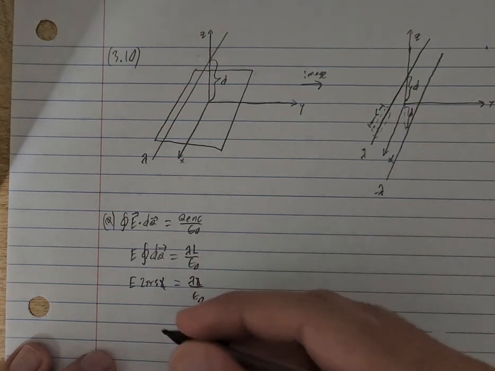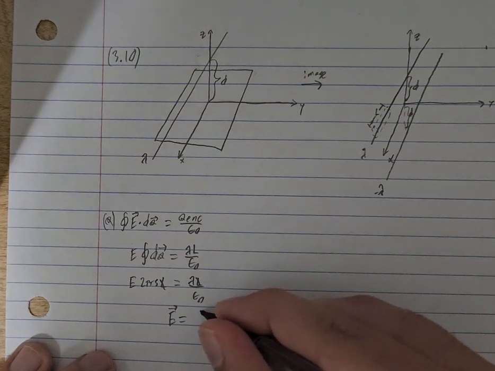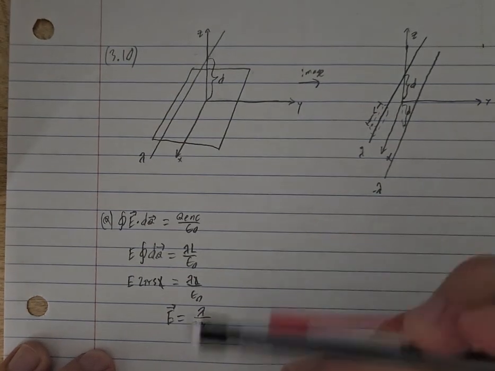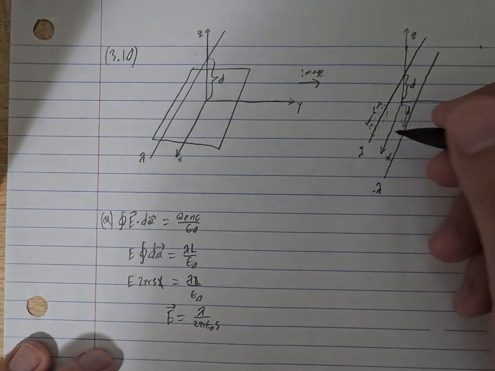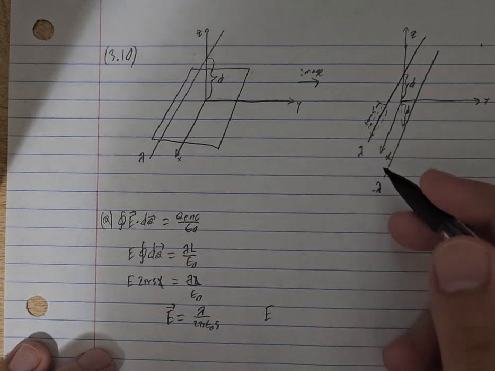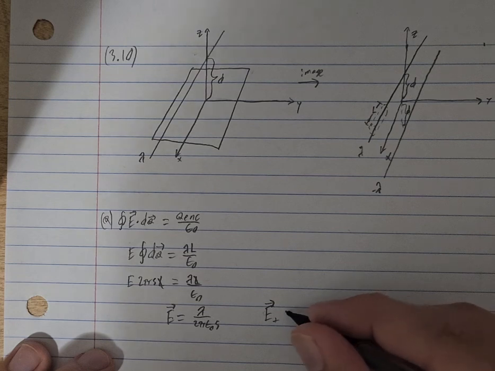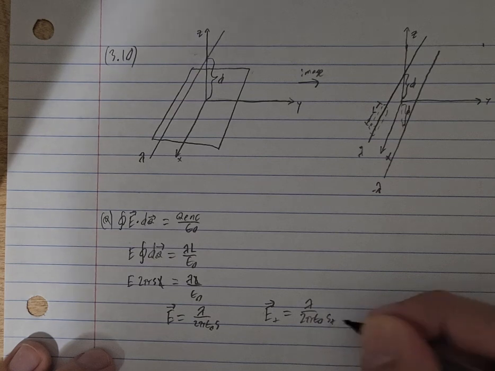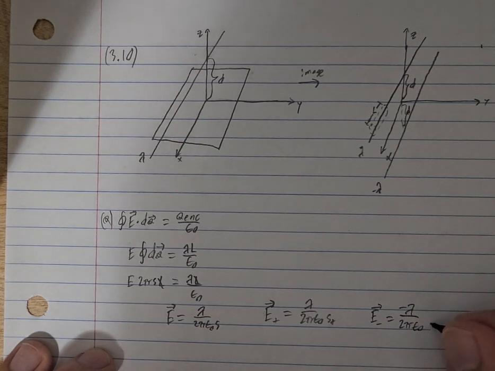When we cancel these L's, we find that the electric field due to this infinite line charge is lambda over 2 pi s, or rather lambda over 2 pi epsilon naught times s. And since we have two charges, we can use the same method to get the positive electric field E plus to be lambda over 2 pi epsilon naught s plus, and E minus to be negative lambda over 2 pi epsilon naught s minus.